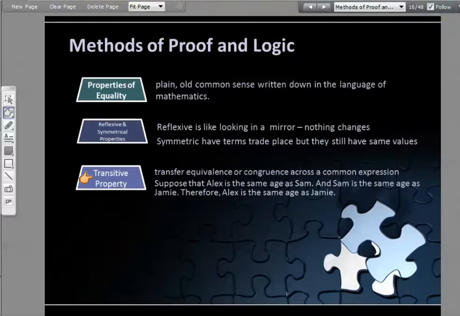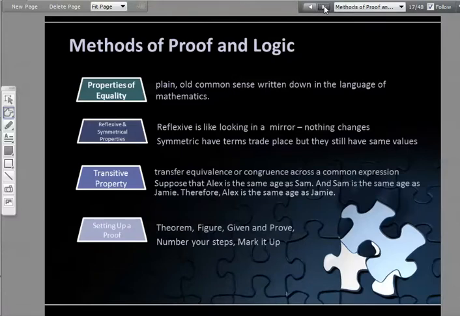You have a transitive property. This transfers equivalence or congruence across a common expression. Suppose that Alex is the same age as Sam and Sam is the same age as Jamie. Therefore, Alex is the same age as Jamie. That's transitive.